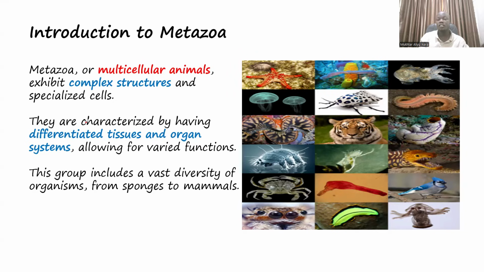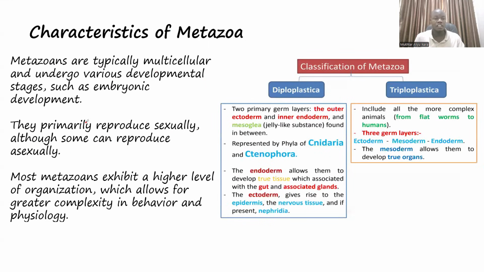These differentiated cells mean that the cells in Metazoa vary from one another, and because of this variability of the cells, they are going to have different functions, due to cellular differentiation. This group includes a vast diversity of organisms, from sponges to mammals. One very interesting thing is that Metazoa are typically multicellular and undergo various developmental stages such as embryonic development.